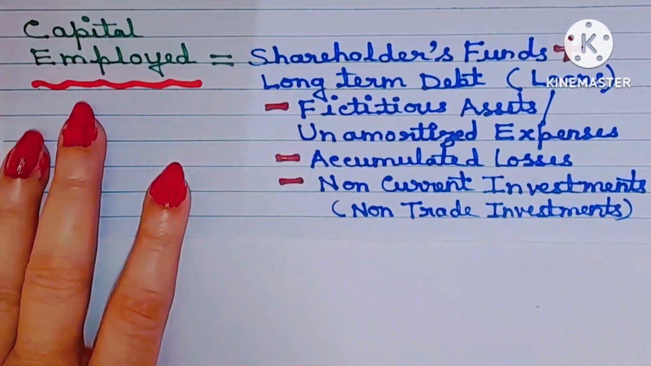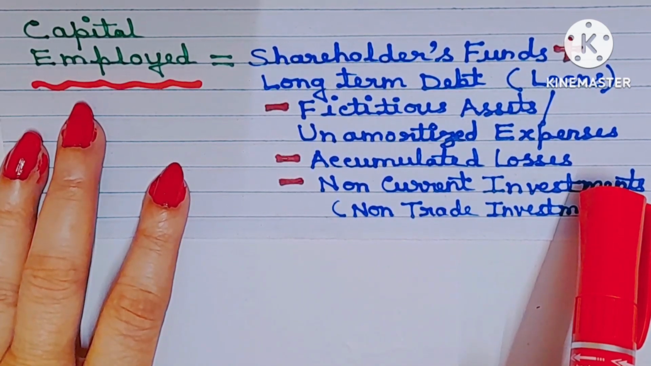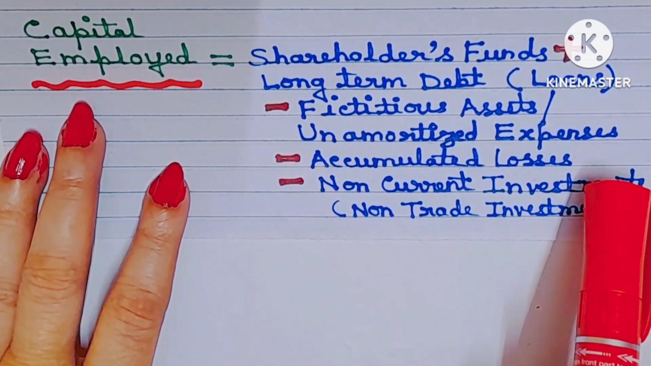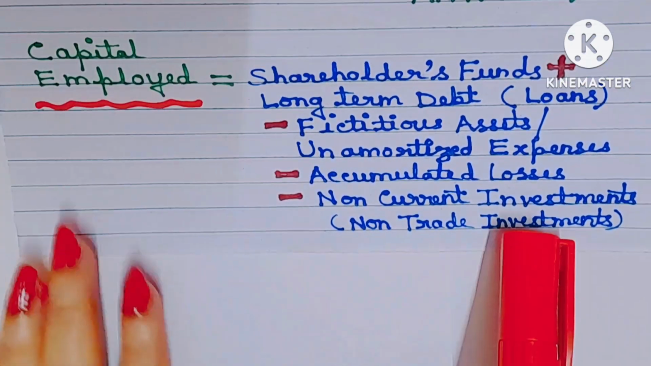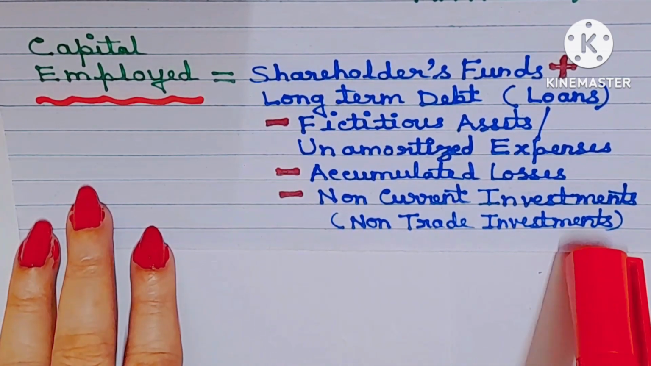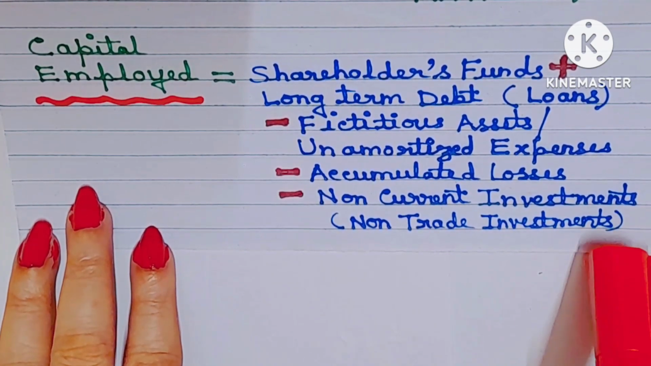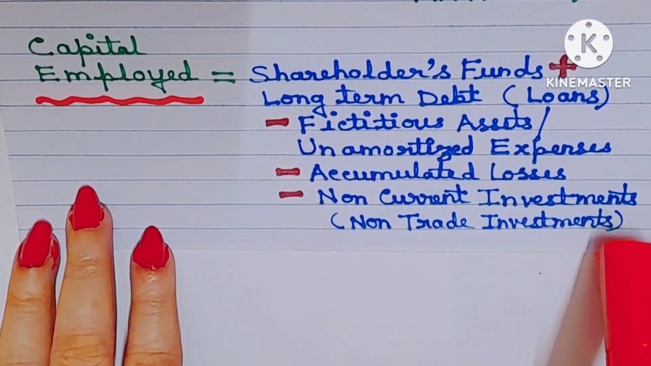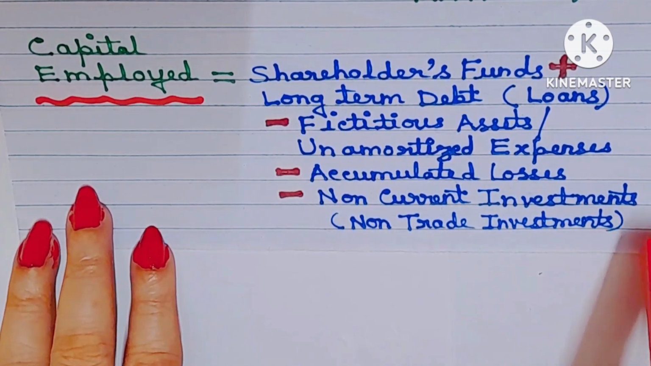Okay? Now what is accumulated losses? Accumulated losses means the losses that have been carried forward from previous years and the amount shown in the audited balance sheet of the company. Okay? Now what is non-current investments? That is non-trade investments. Non-trade investments are those investments that are made to earn income by investing surplus funds, but the investments are not for the purpose of expansion and advancement of own business.